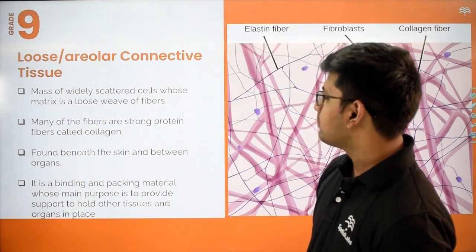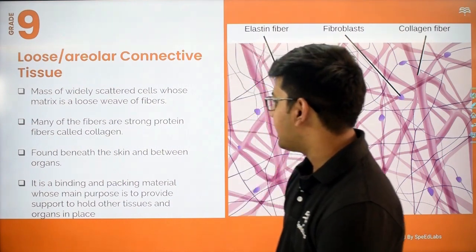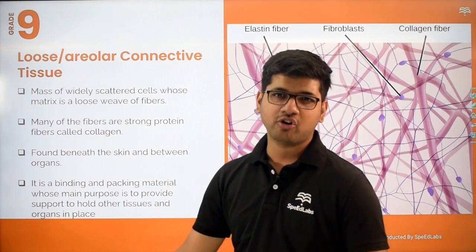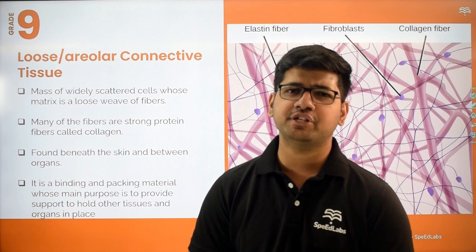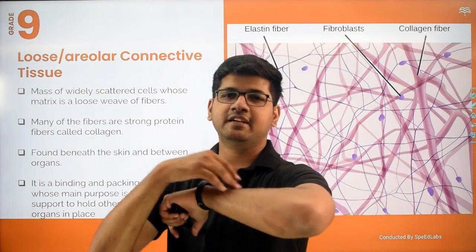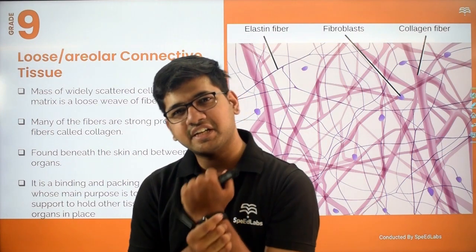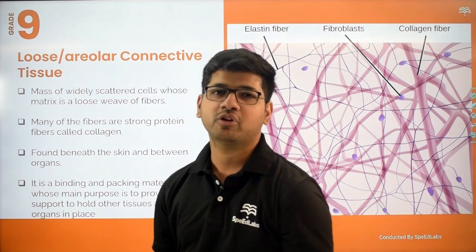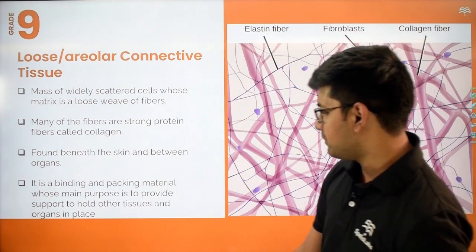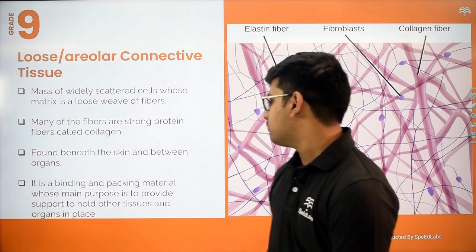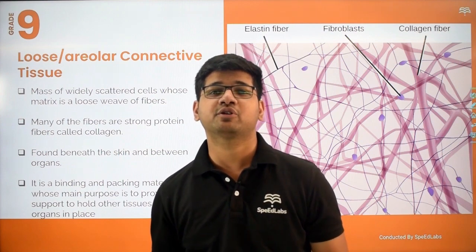All right, so many of these fibers are strong protein fibers made up of collagen and found beneath the skin and between the organs. Whenever you may have encountered any kind of injury, you may have found those little lines or striations or stretch areas. That is your loose connective tissue. It is binding and packing material whose main purpose is to provide support to other tissues and organs, to hold the organs at their place.